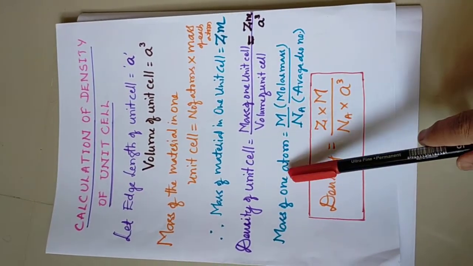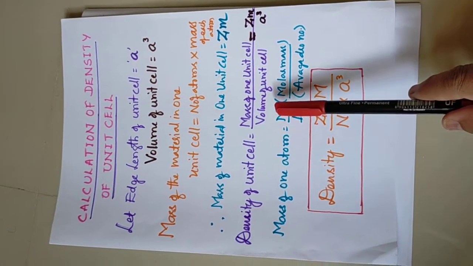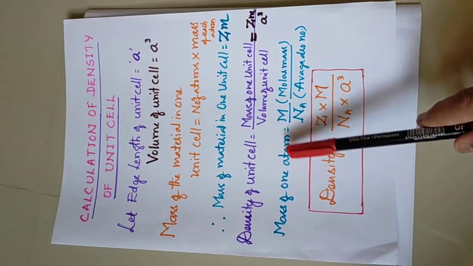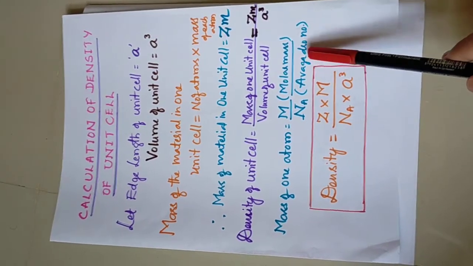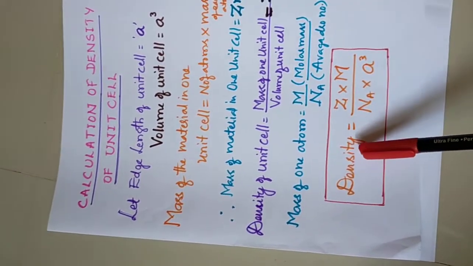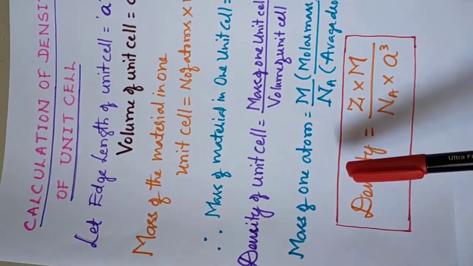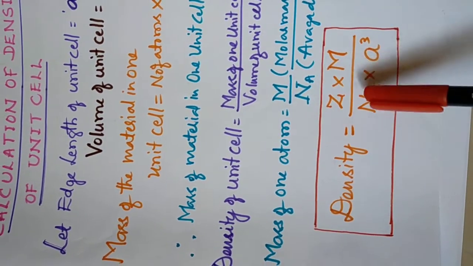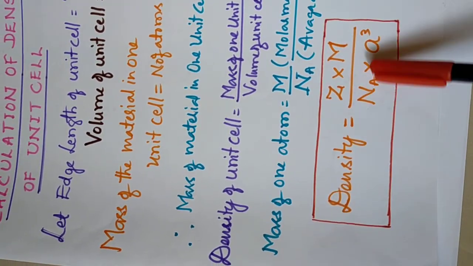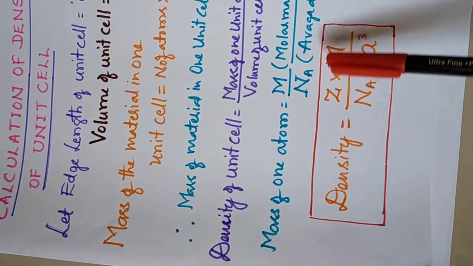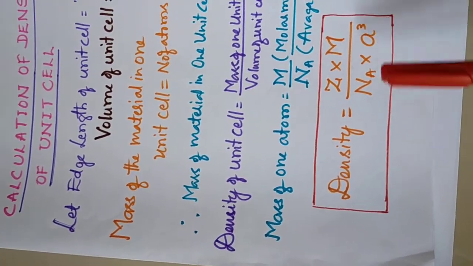But one relation we know: mass of one atom is equal to molar mass divided by Avogadro number, that is m equals M divided by N_A. So here is the density formula. Density is equal to Z times M divided by N_A times a cube. You should know these parameters: density d, Z, M, N_A and a cube.